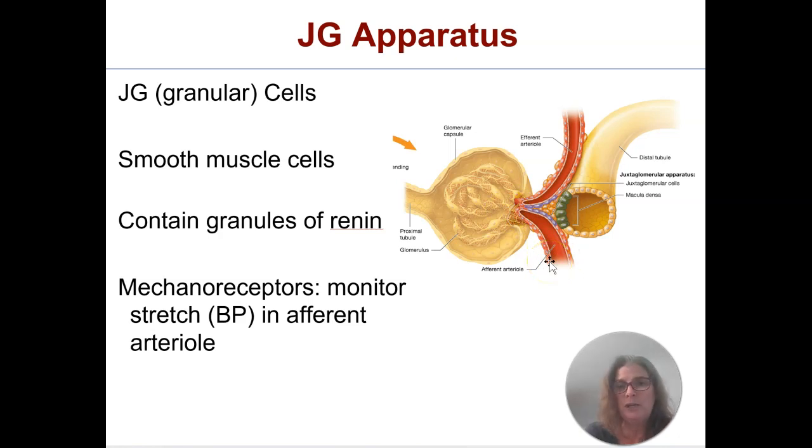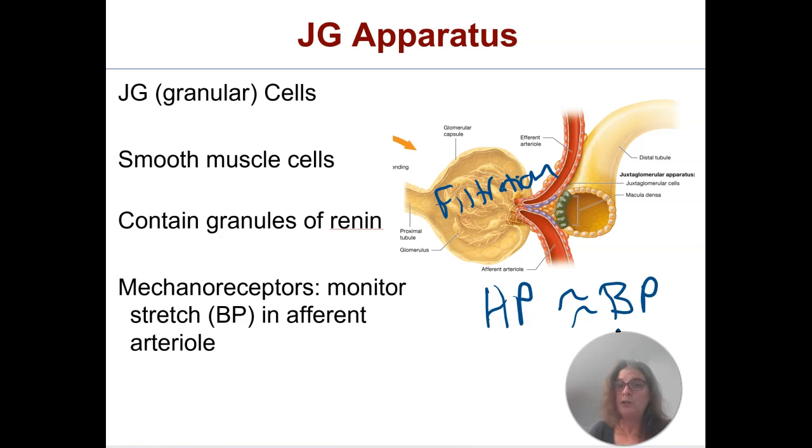When we have filtration occurring in here, filtration is pressure driven. So it'll be very, very important to control the pressure coming in. The pressure exerted by the blood was called the hydrostatic pressure, and that was directly proportional to the blood pressure. So we will want a mechanism to keep the blood pressure constant here, regardless of what's going on in the rest of your body. And that's what these JG cells and the renin are going to do.